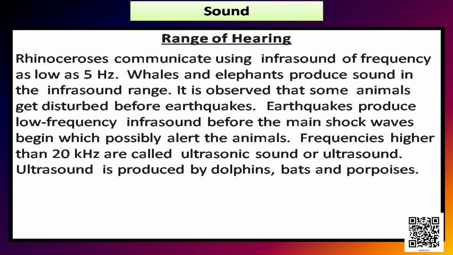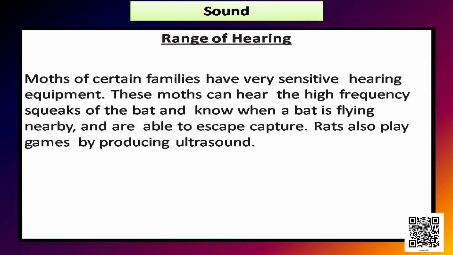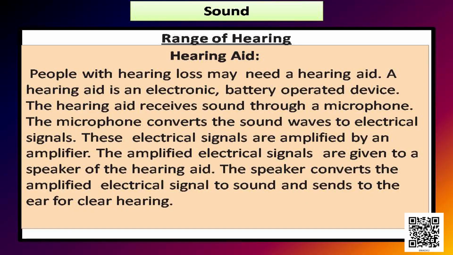Frequencies higher than 20 kHz are called ultrasonic sounds or ultrasound. Ultrasound is produced by dolphins, bats and porpoises. Moths of certain families have very sensitive hearing equipment. These moths can hear the high frequency squeaks of the bat and know when a bat is flying nearby and are able to escape capture. Rats also play games by producing ultrasound. Students, let us now discuss about hearing aid.